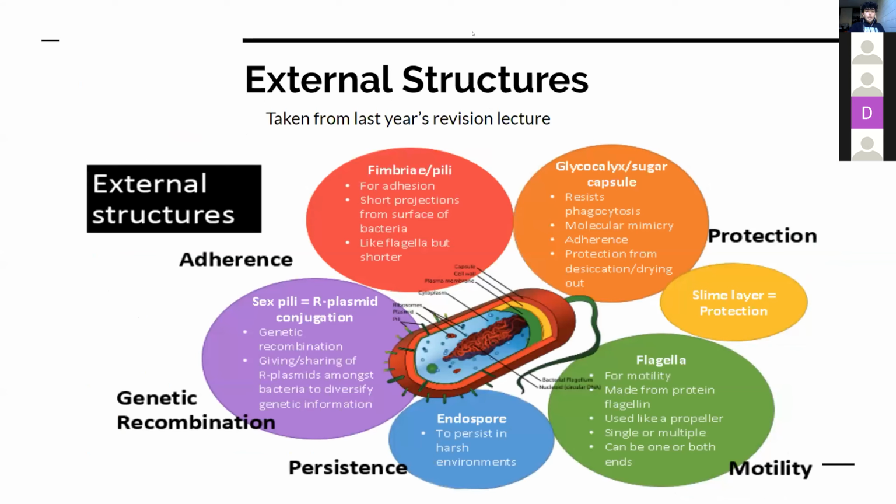All right, so a bit on the external structures for your bacteria. As you can see here, they can be divided mostly by their function, which is protection, motility, persistence, genetic recombination, and adherence. These are also really important for its virulence factors and how it can actually cause disease. Regarding protection, you firstly have your glycocalyx sugar capsule, which is around the outside of the bacteria. This is great for resisting phagocytosis and for molecular mimicry. Molecular mimicry is essentially when the bacteria hides itself and prevents immune cells from being able to detect it. It's also very useful for adherence and formation of biofilms.